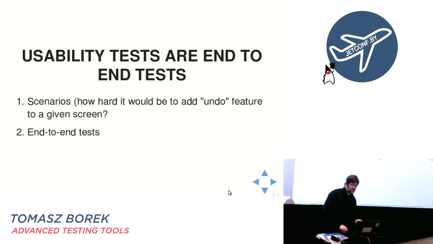Number 1 scenario for usability: how hard would it be to add an undo feature on a given screen? So say you have chosen items in the cart. How hard would it be to undo, and whether the undo would be for the last item or for the whole cart? How hard would it be if I, for example, just clicked, yes, hire this person? How hard would it be to actually undo this? This is one of the most common scenarios for usability testing.